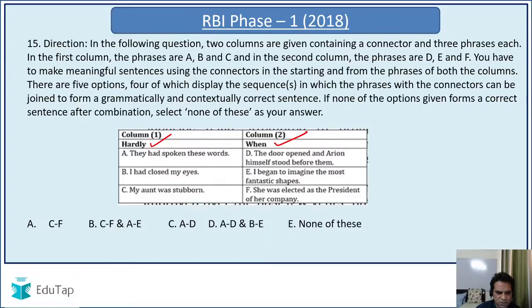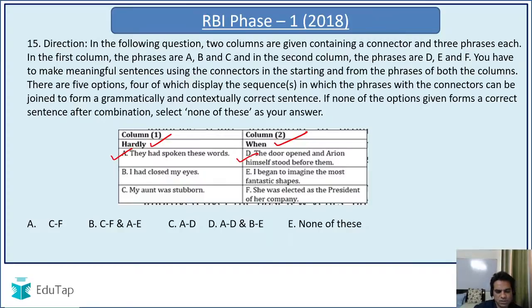They had spoken these words. Hardly I had closed my eyes. Hardly my aunt was stubborn. And when the door opened and Arion himself stood before them. I began to imagine the most fantastic shapes. My aunt was stubborn. She was elected as the president of her company. Hardly, no. I think C cannot be connected with F. So I think, guys, I can connect A with D, right?